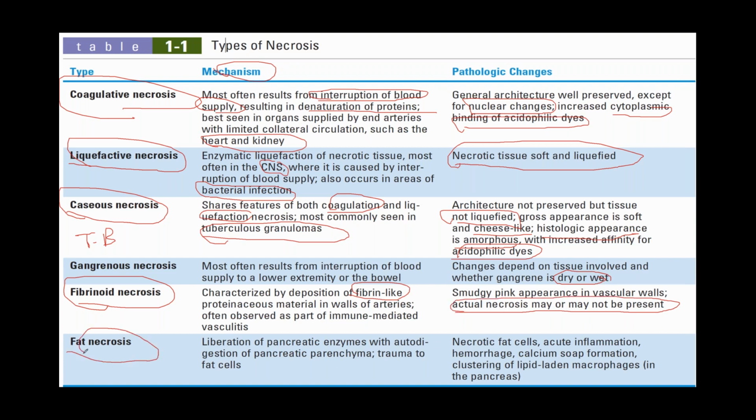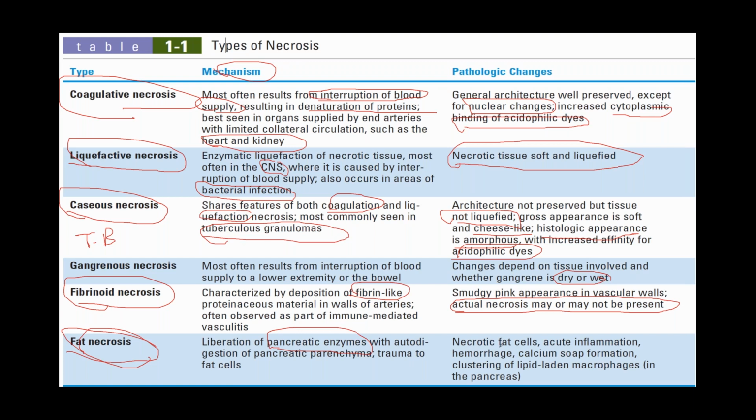What about, finally, fat necrosis? This may result from the action of lipases on fatty tissues. Examples are acute pancreatitis and breast tissue necrosis. This is the action of the lipases on fatty tissues. So the mechanism here is the liberation of the pancreatic enzymes, lipases, with autodigestion of pancreatic parenchyma, or trauma to the fat cells.